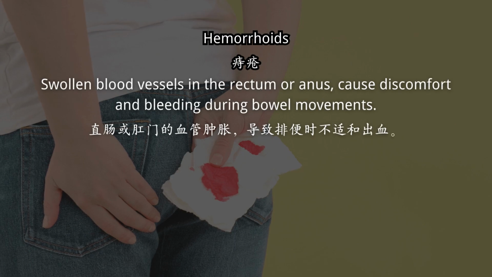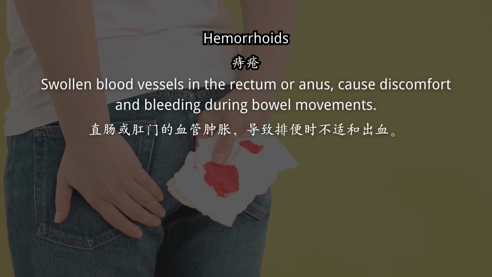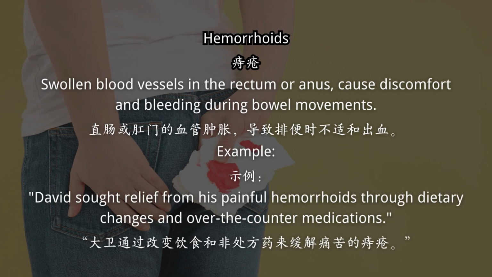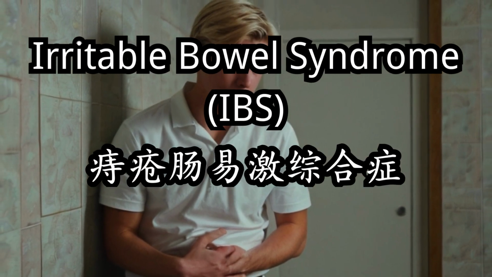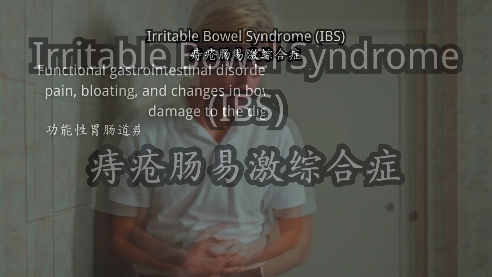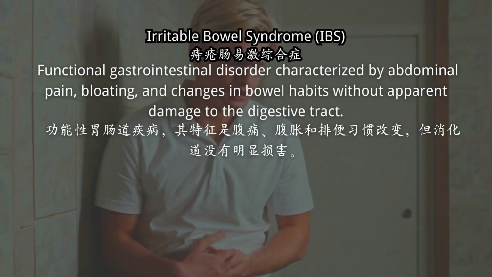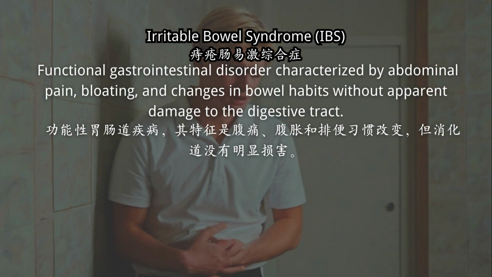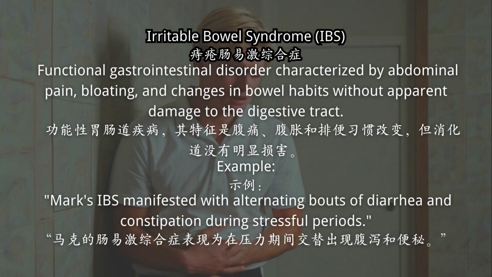Hemorrhoids, swollen blood vessels in the rectum or anus, cause discomfort and bleeding during bowel movements. Example, David sought relief from his painful hemorrhoids through dietary changes and over-the-counter medications. Irritable bowel syndrome, IBS. Functional gastrointestinal disorder characterized by abdominal pain, bloating, and changes in bowel habits without apparent damage to the digestive tract. Example, Mark's IBS manifested with alternating bouts of diarrhea and constipation during stressful periods.